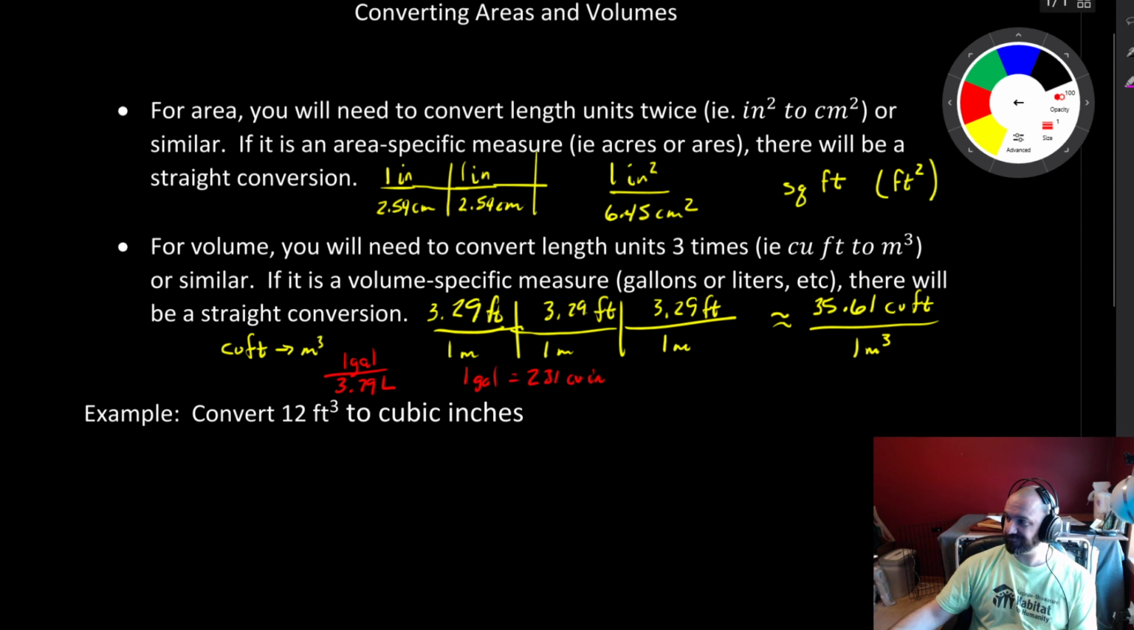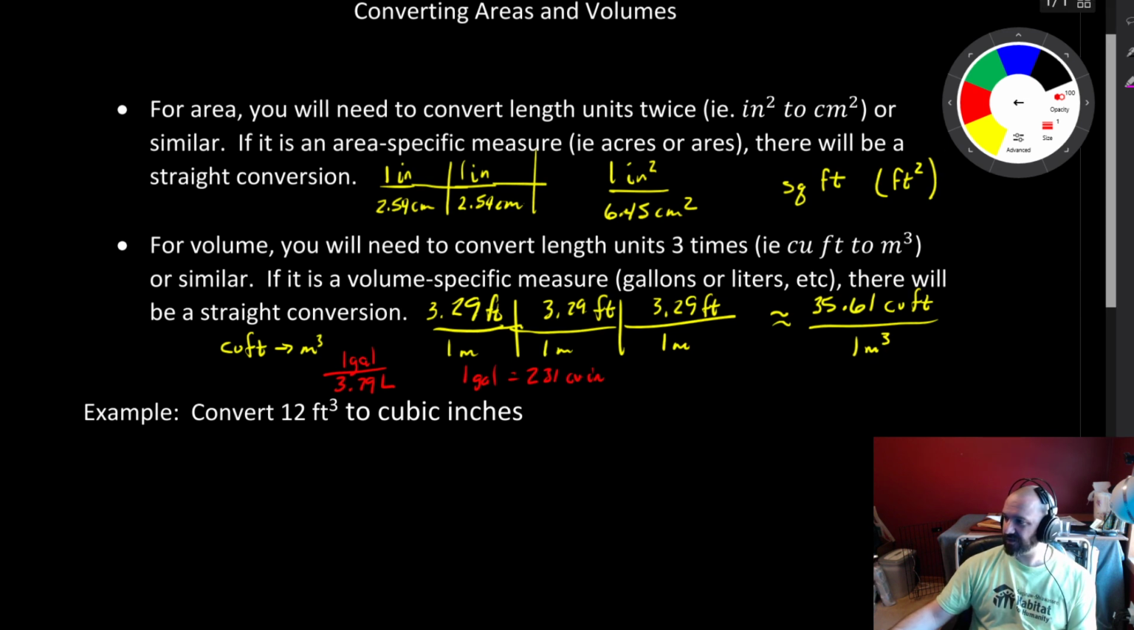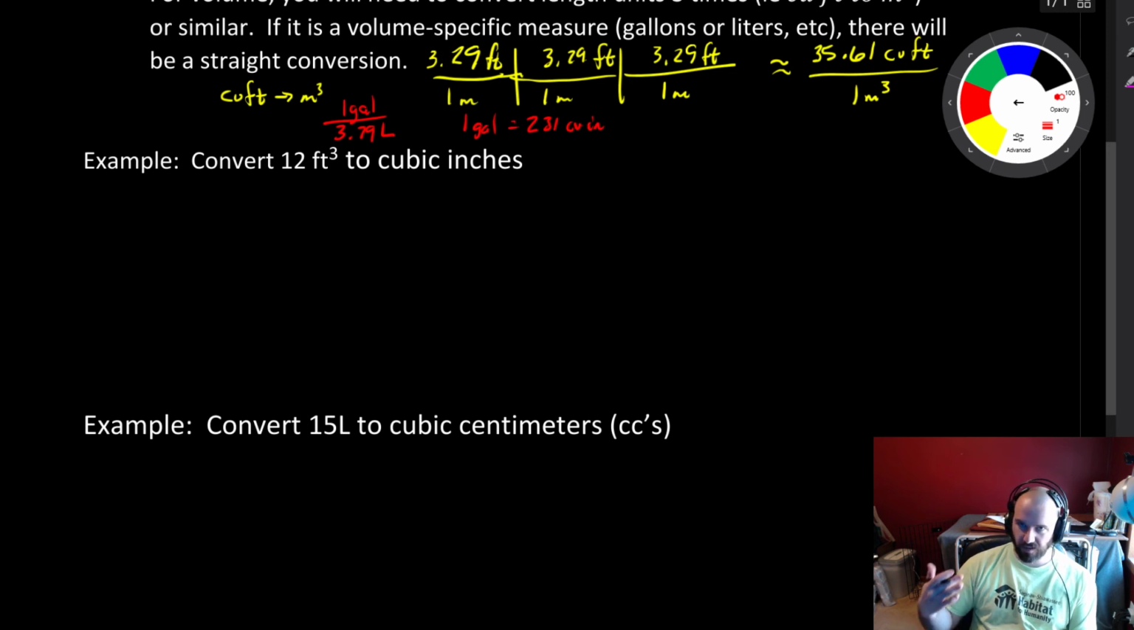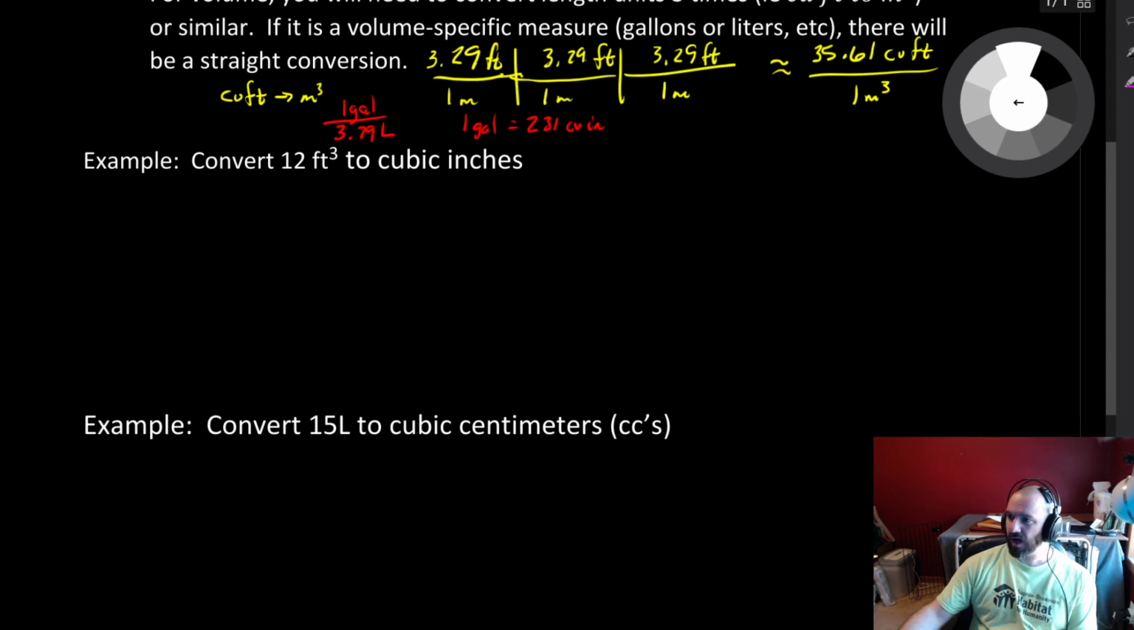So yeah. All right, let's take some examples here and see if we can't get through this. Now, I'm not going to use the proportion method if you've seen that video. It tends to be extremely long, especially if I've got to convert it 3 times. So I'm going to use this chain method here. I need to convert 12 feet cubed to cubic inches. So I'm starting with 12 cubic feet. And because it's a length conversion, I'm going to have to do this 3 times.